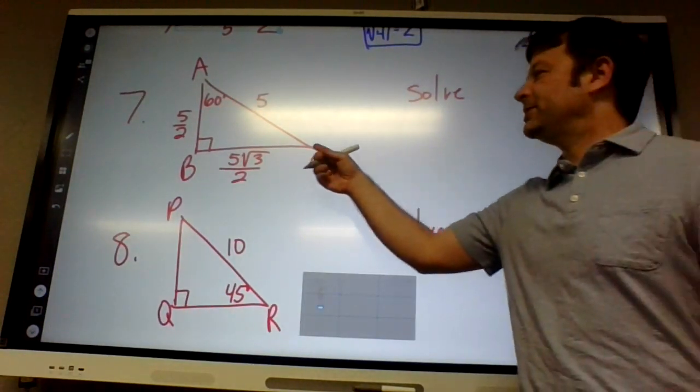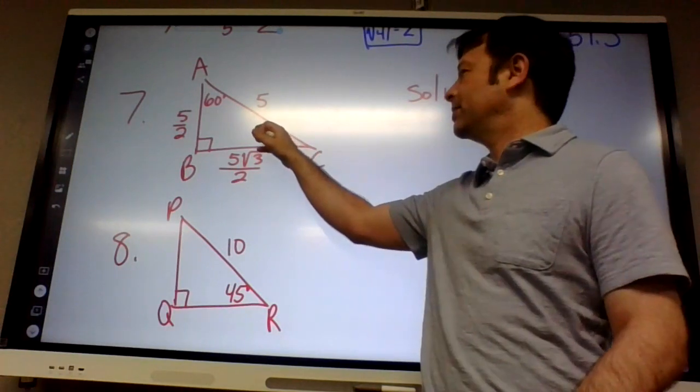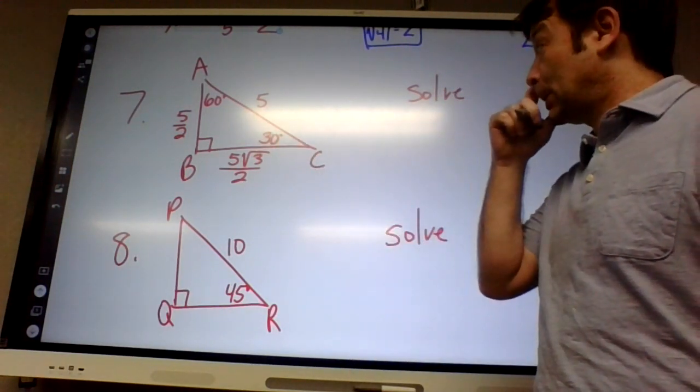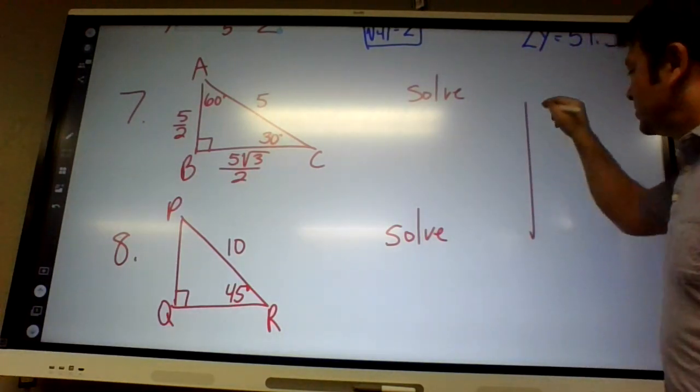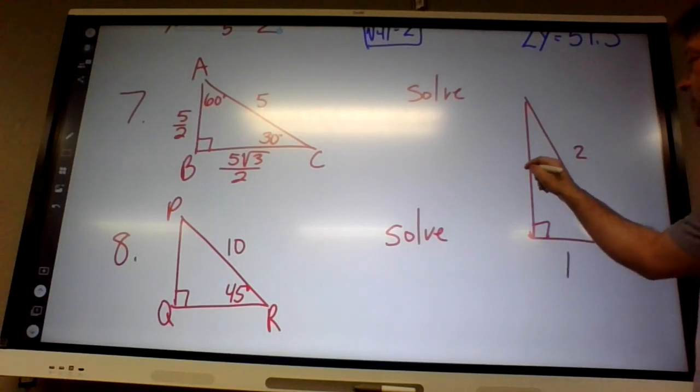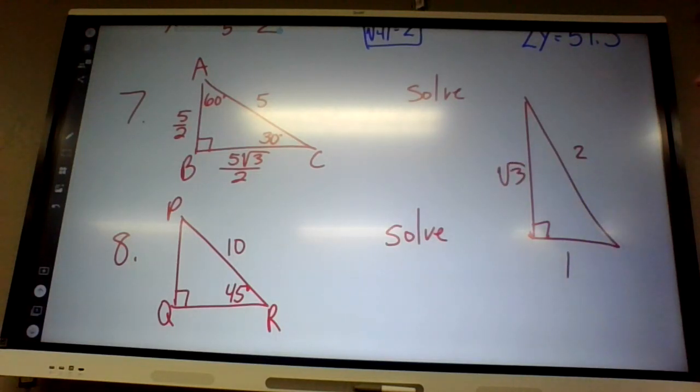Okay, and technically, what's the missing angle right here? 30. So the hypotenuse is 2, and it's 1 on the bottom. 2, 1, 1 slant. That's usually how I draw it. Might help you to remember that the longest side is twice as big as the shortest side. And the square root of 3 is the one in between. Okay, so much more sense.